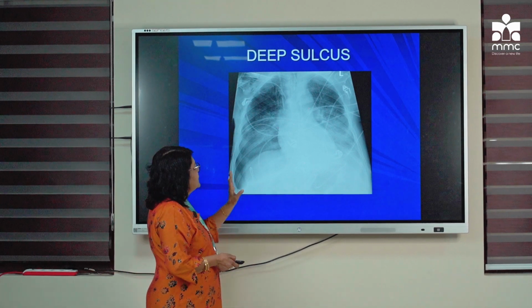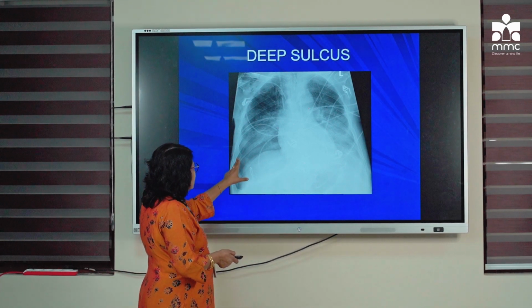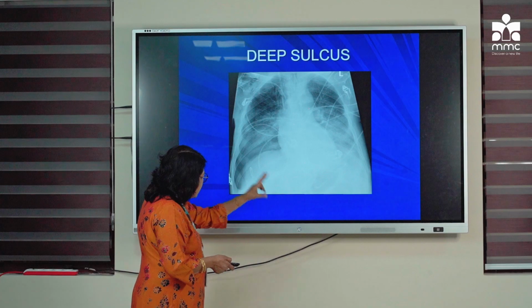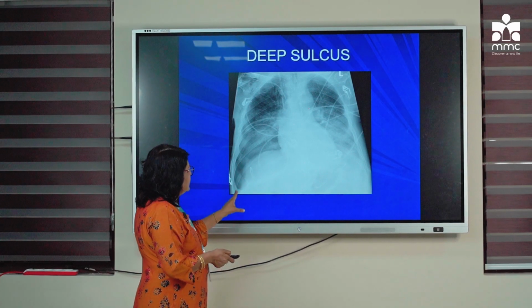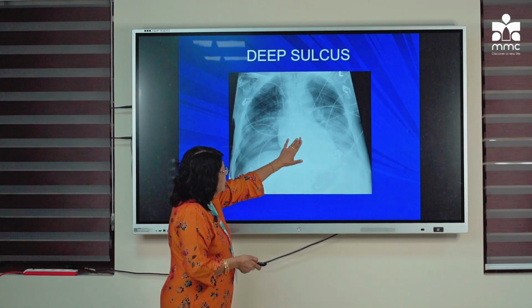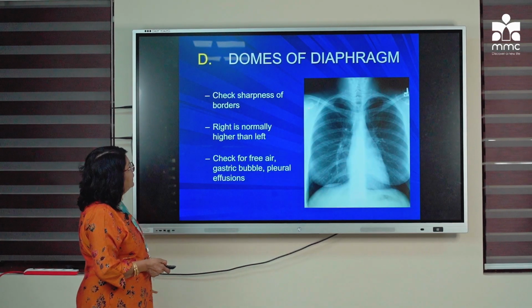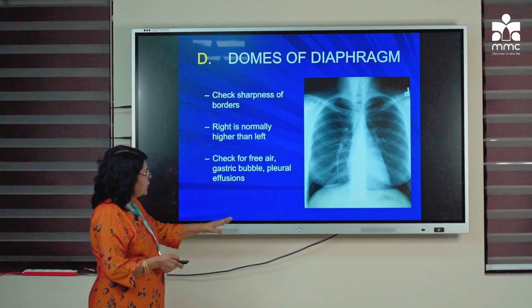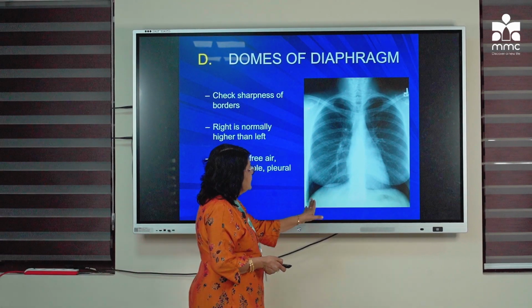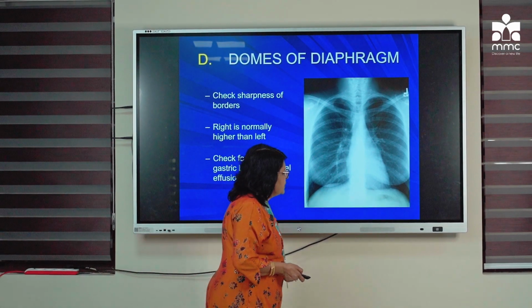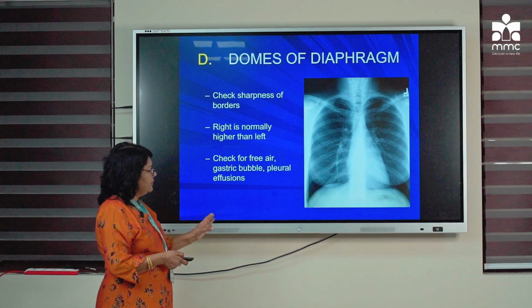Then sometimes the patient may go into respiratory distress, the CP angle becomes blunt and goes deep. You get a deep sulcus sign. You can see the pathology, the patient has bronchopneumonia on either side. So that was the CP angle. Now coming to the dome of the diaphragm. It's a teaching that the right dome is at a higher level, the left dome is at a lower level because of the liver on the right side.